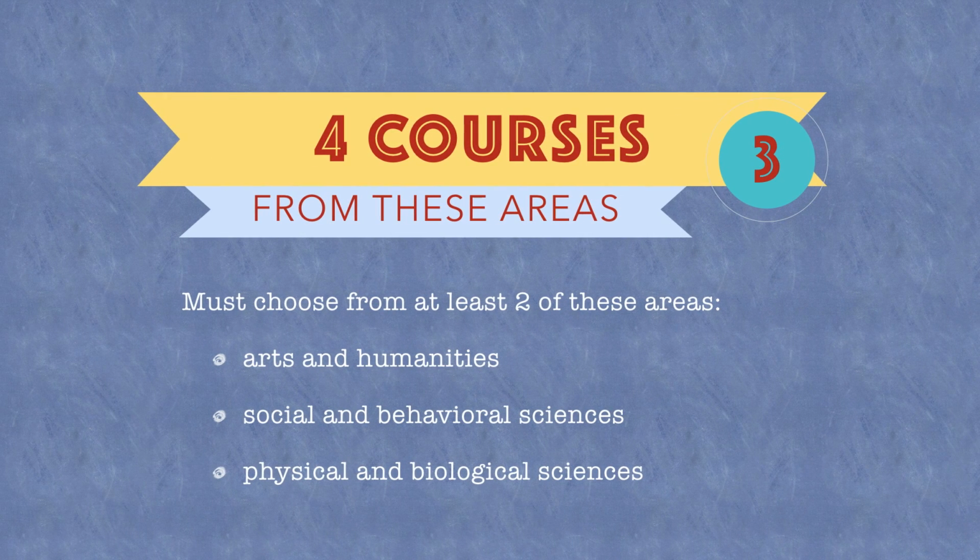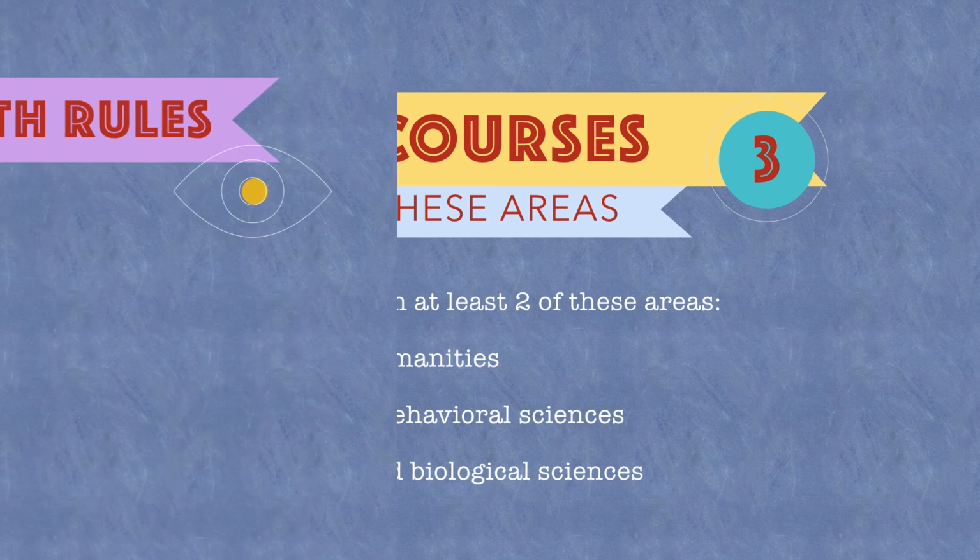The last section, you need to take 4 courses from these areas. You must choose at least 2 of the areas: arts and humanities, social and behavioral sciences, physical and biological sciences. Now again, this is the minimum. You've got to look at each college and major because some will want more, some will want foreign language, and you just have to make sure you're following the right one for each college and major at each UC.